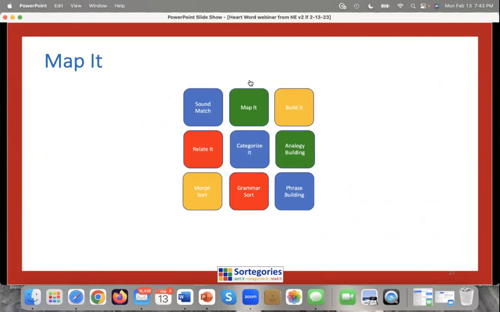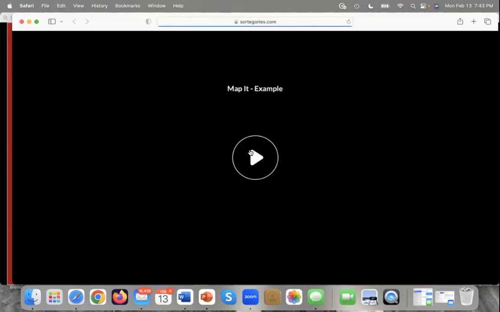Let's listen to the activity Map It, where we will see how we work on listening to the sounds within a heart word.